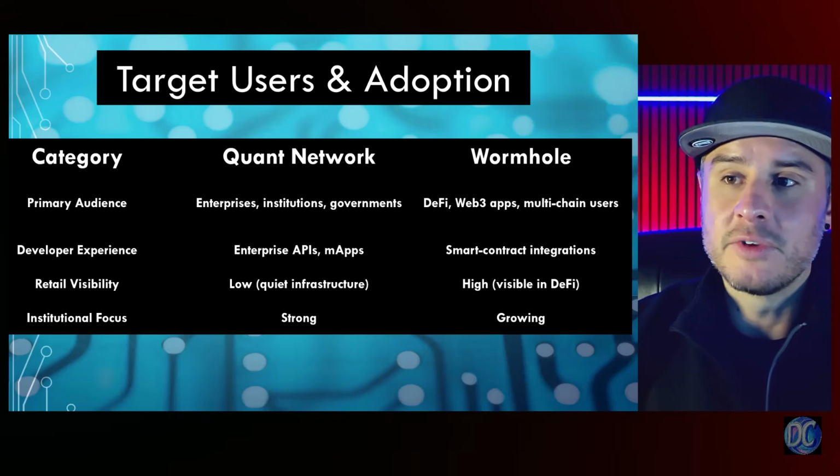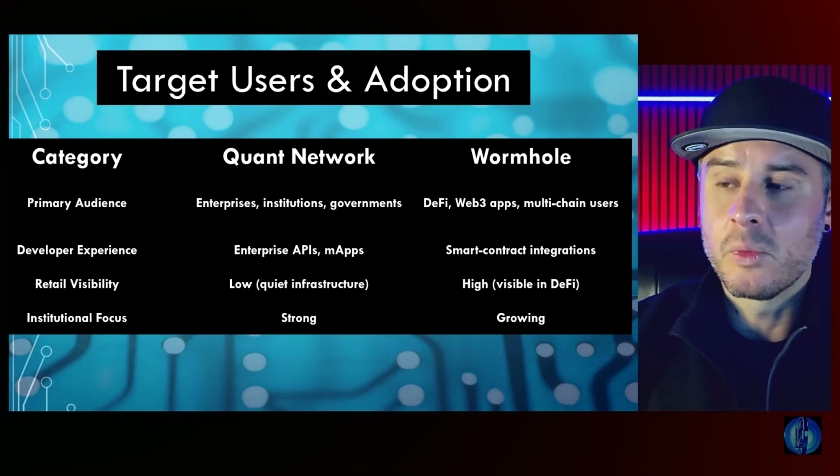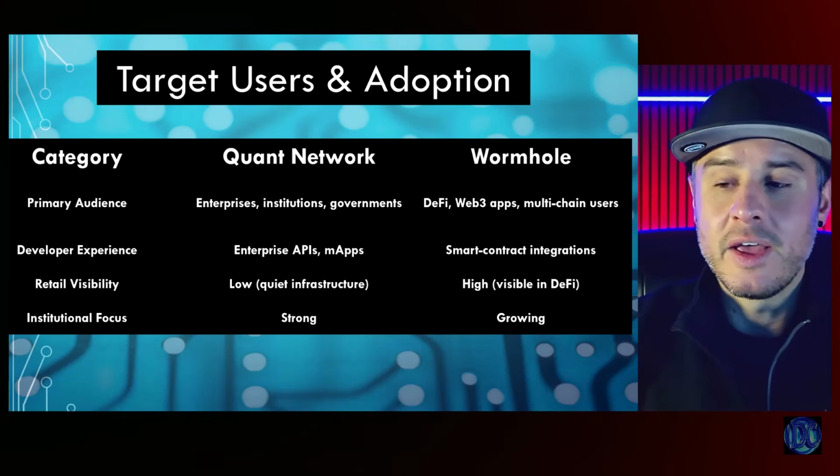So institutional focus for Quant is strong, as to where Wormhole is still growing, and Wormhole is still growing for institutional focus. As you know, recently back in December, they teamed up with Ripple with the RLUSD, etc. So they are still growing, and that's why I think Wormhole is still developing. We're still fairly new to this project.